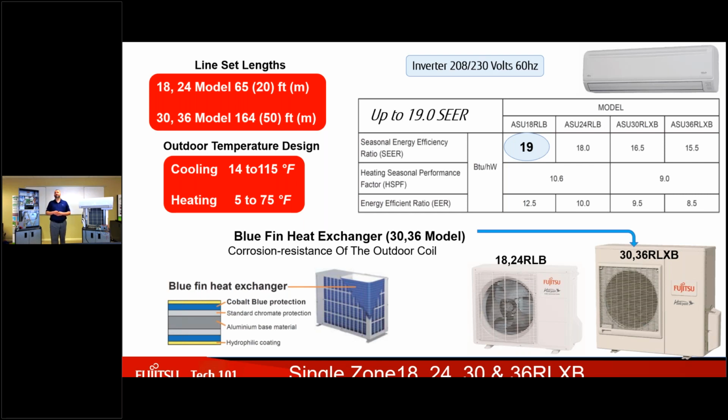Heating capacities from 5 to 75 degrees, cooling from 14 to 115 degrees. And you can see there your efficiencies as well, around 19 down to 16.5 in the SEER rating, and starting at 8.5 and going up to 12.5 on the EER. The 18 and the 24 are Energy Star units. The 30 and the 36 are not.